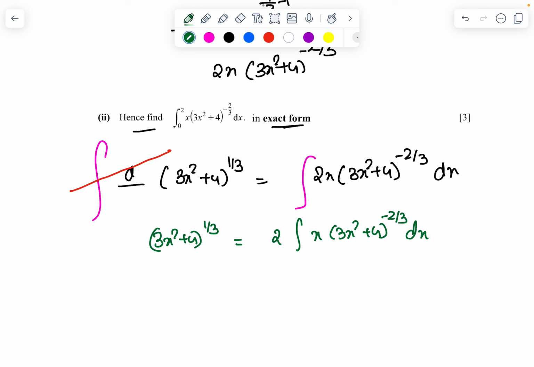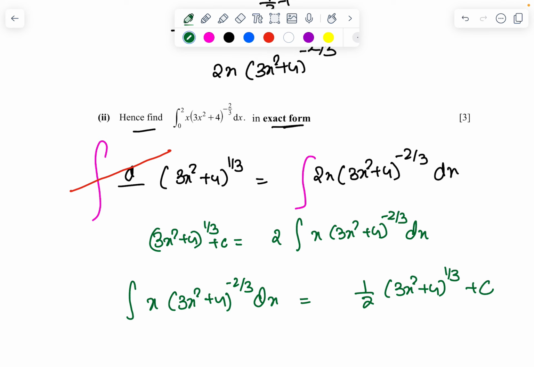So I don't want that 2 also. So I bring that 2 over here and plus c. Remember plus c. But what am I going to do that? It will become, so integral of x times (3x square plus 4) whole power negative 2 upon 3 dx equals 1 upon 2 times (3x square plus 4) whole power 1 upon 3 plus c.